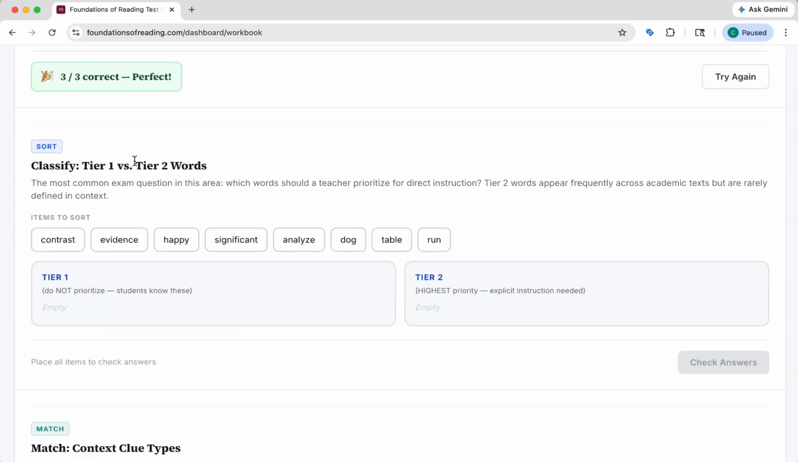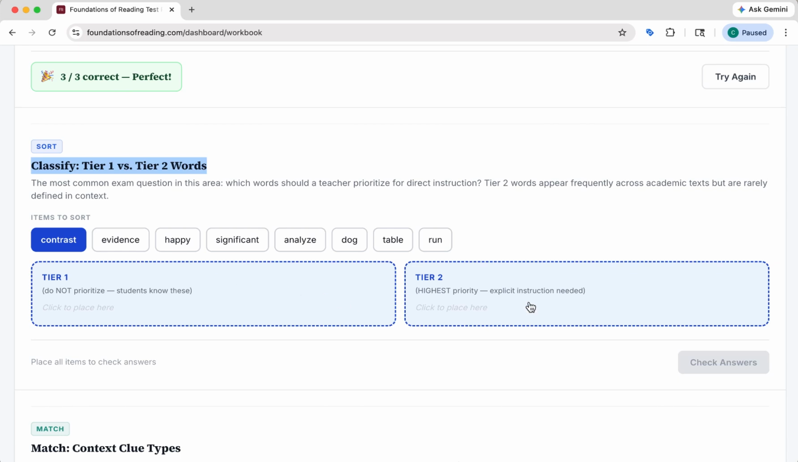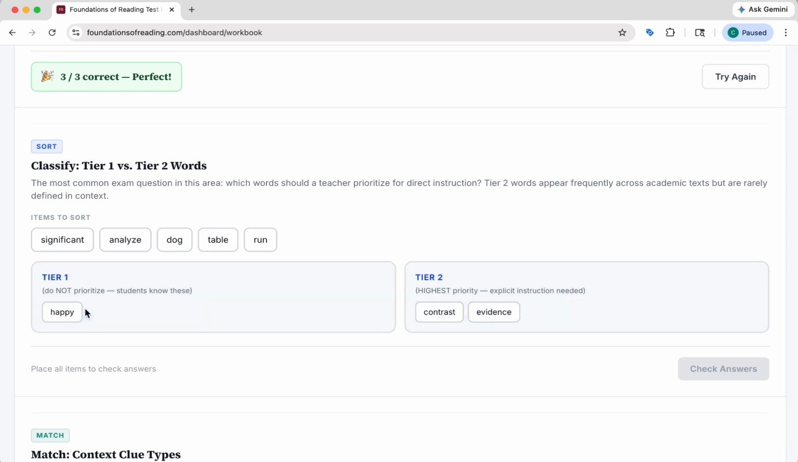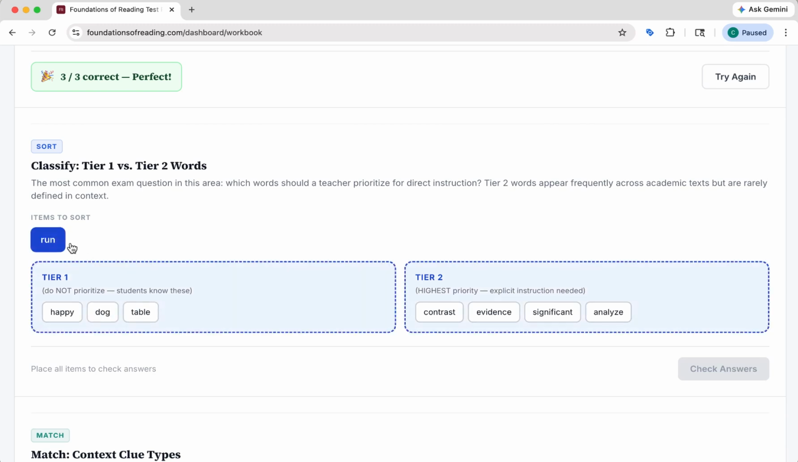Let's keep going. Classify tier 1 and 2 words. Contrast, evidence, happy, significant, analyze, dog, table, run. Is it tier 1, tier 2? So it really takes the first exercise and double checks your knowledge. So contrast, tier 2. Evidence, tier 2. Happy, tier 1. Significant, tier 2. Analyze, tier 2. Dog, tier 1. Table, tier 1. Run, tier 1.